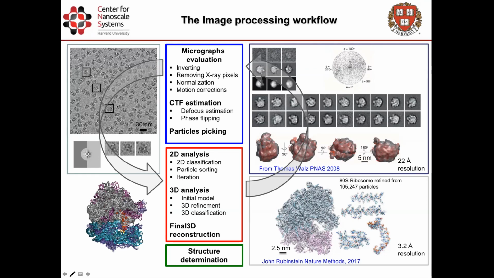Once we classify the particles into class averages, we have to build a 3D model. Usually we need an initial model or a tilt series to start that. If we have a previous structure or homologous structure, this will be better. We run this 3D classification and 3D reconstruction for a few cycles to get the final 3D reconstruction. Once we have a final 3D reconstruction, we have to validate this structure by different methods and build a model. This is illustrated in this paper by John Rubinstein, who did this for the ribosome at 3.2 angstroms.